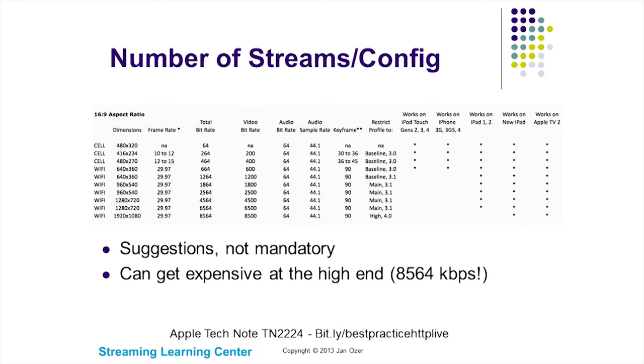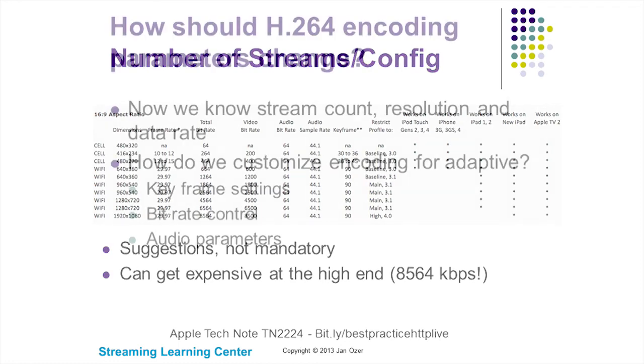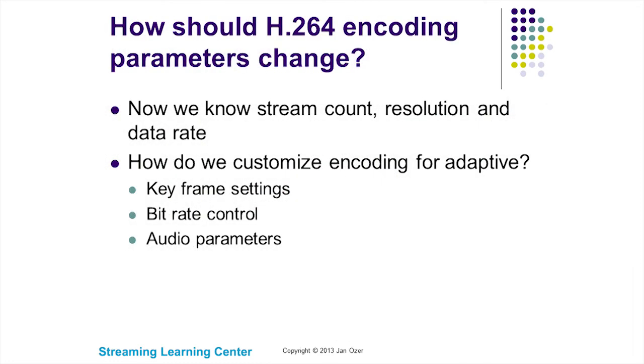And you see the resolutions here, the frame rates here, total bit rate, video bit rate, audio bit rate. A couple of notes while we're here. Apple recommends using the same audio parameters for every stream in the adaptive group. So if you're producing an 8.5 megabit per second 1080p stream for new iPads, and you're producing a 416 by 234 stream for the oldest iPhone, they say use 64 kilobits per second. Some producers do this, some producers don't do this, but that's obviously Apple's recommendation.